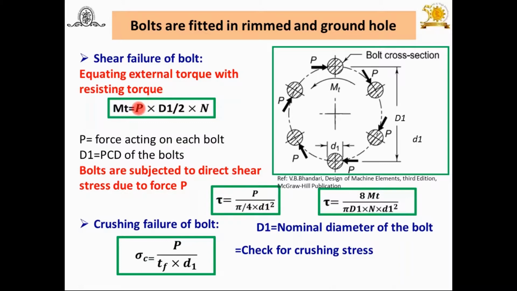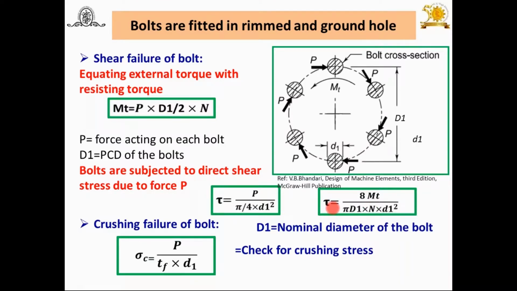So from this expression, you can substitute the value of P by using this expression. After substituting the value of P, that is Mt, with 2 on this side, 2Mt upon D1 into n, you will get tau is equal to 8Mt upon pi D1 into n into d1 square. This is the shear failure or shear stress.